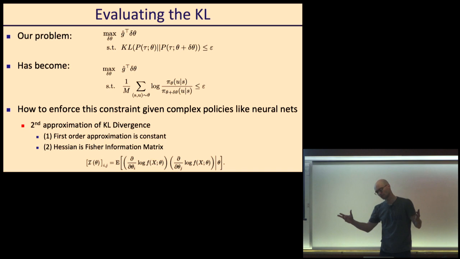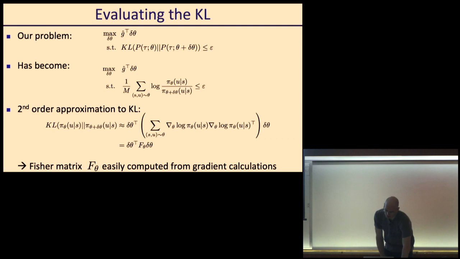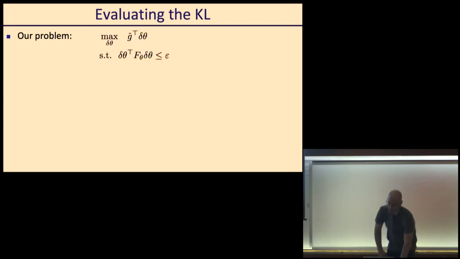Now, these gradients will be multiplied with their transpose to build a big matrix. If you have a large network, that's still tricky to deal with, because if you have 1,000,000 parameters, you have a matrix of 1,000,000 by 1,000,000, which is pretty big. But we'll see how to deal with that soon. So what we have is a second order approximation for the KL, which can be obtained from gradient calculations. Our problem now is the following: we maximize this locally linear objective subject to this second order constraint.